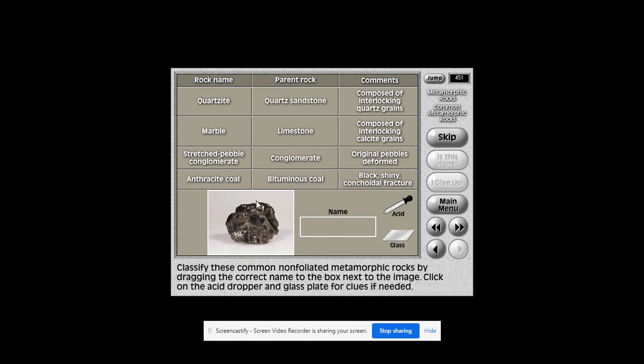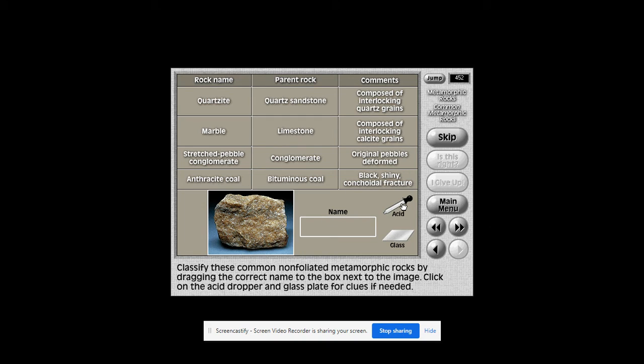And here, oh look, there's another one. These are non-foliated metamorphic rocks. That is a very hard, oh look, we can check it with acid. No reaction, so it's not made of calcium carbonate. We can scratch it on glass. It can't scratch the glass, so it's not made of quartz. Well, it's anthracite coal. It's the metamorphic version of coal.